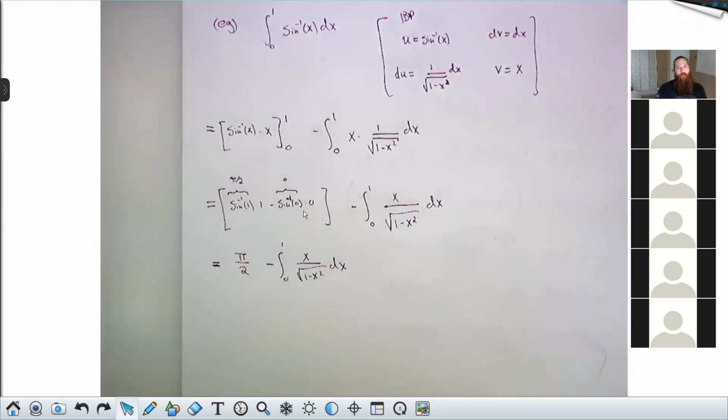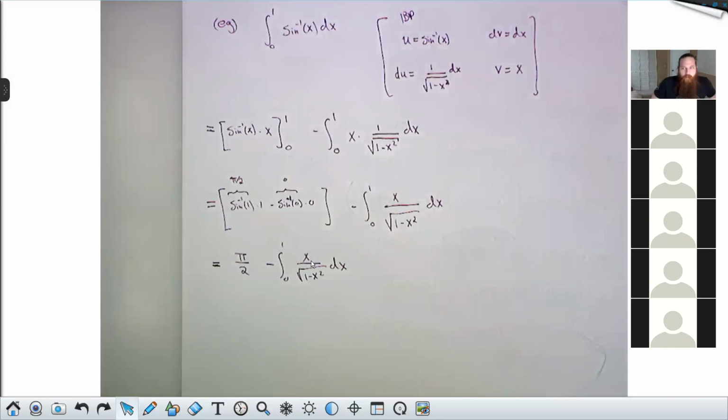How do I do that integral? I still need to do this. How do I do this? Could you do IBP again? We could, that's an option, but it might not be the best option. This guy doesn't require IBP. There might be an easier way. There is an easier way.